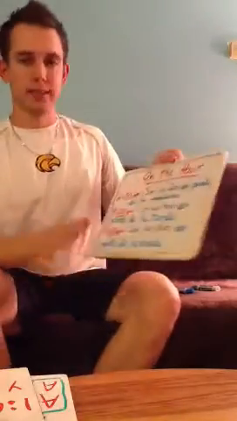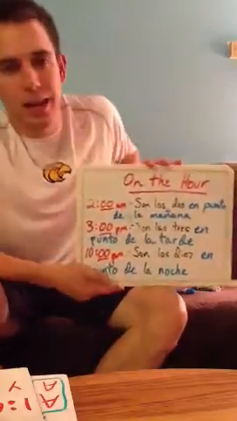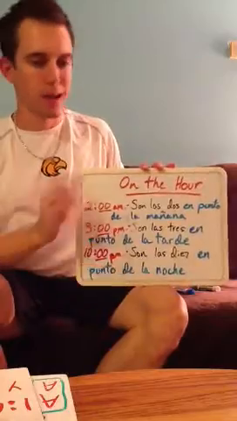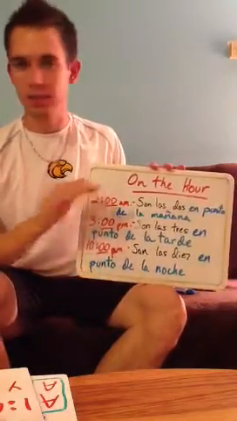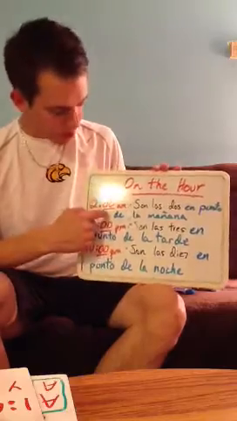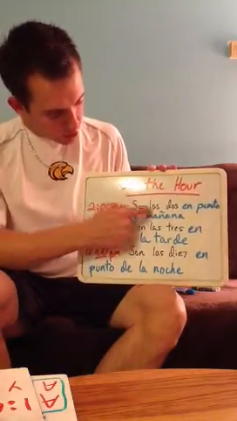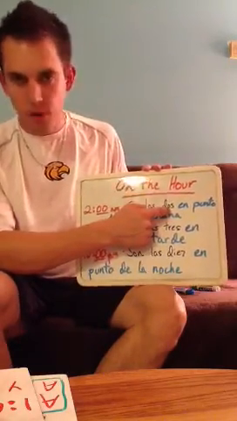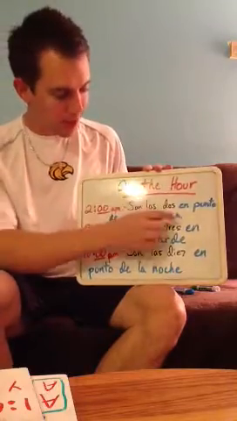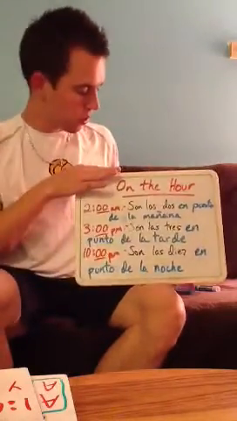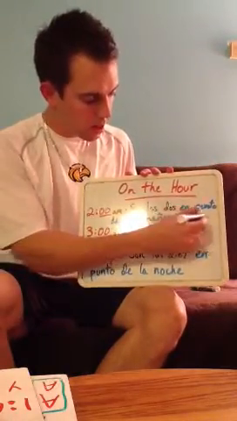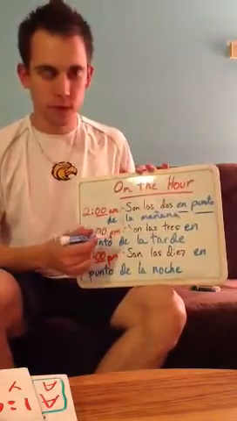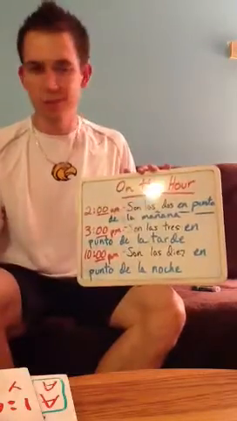Okay, now, final. Last thing here. If it's right on the zeros, like right on the number, like 2 o'clock, 3 o'clock, 4 o'clock, 5 o'clock, just 0, 0. We're going to say son las 2, right, just like we did before, but we're going to add en punto, okay? En punto. Right? And then you can specify de la mañana if it's 2 a.m.